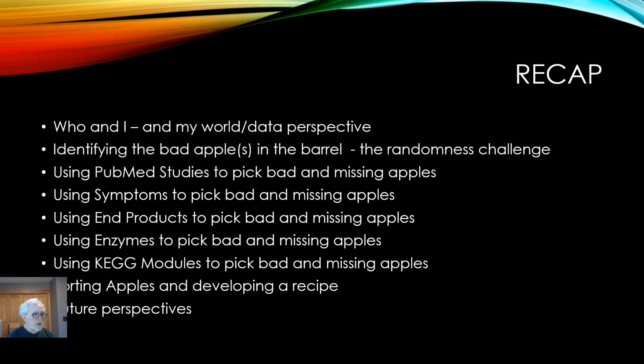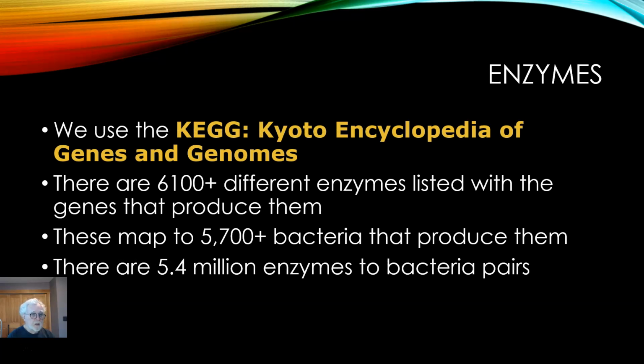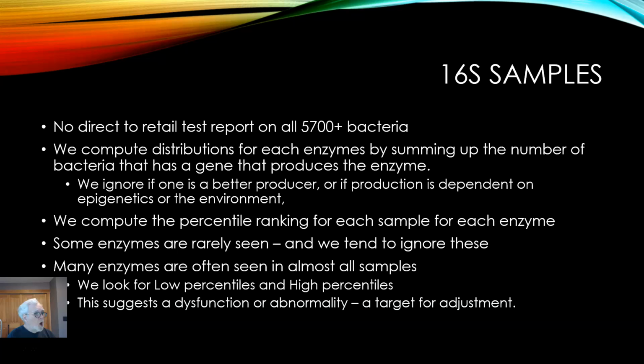So enzymes is what we're looking at. We use the KEGG, the Kyoto Encyclopedia of Genes and Genomes, to do it. We look at the 6,100 different enzymes, which are across all living creatures. There seem to be about 1,500 which are common for humans, and we're making use of those. We map that to 5,700 bacteria to produce them, and we basically figure out how much of a particular enzyme is estimated to be produced by your microbiome sample. We are incomplete for the information we have.